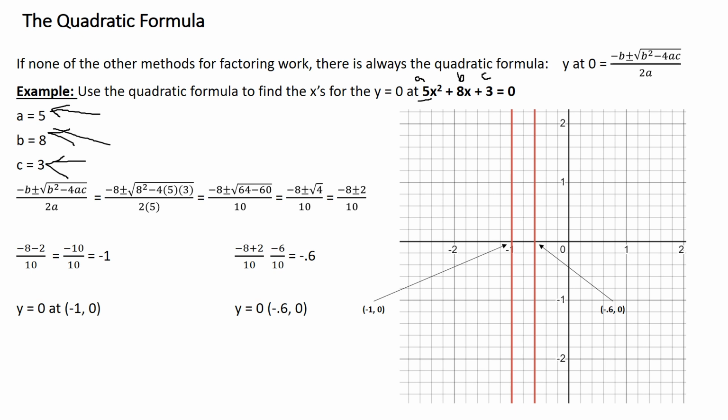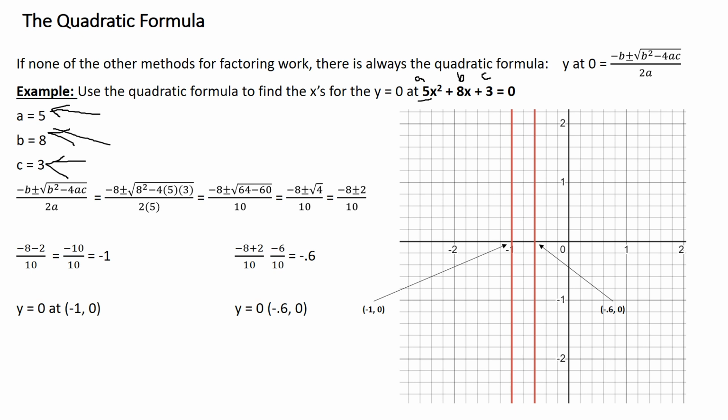So when I put this in, I put in 8 for B. That makes this a negative 8 on the outside, plus or minus the square root of B squared, which is 8 squared, which is 64. Minus 4AC, which is 4 in this case times 5 times 3. And 4 times 5 is 20 times 3 is 60. So we get negative 8 plus or minus the square root of 64 minus 60, which is all over 10. I forgot the 2A, which is 2 times 5, which is 10.